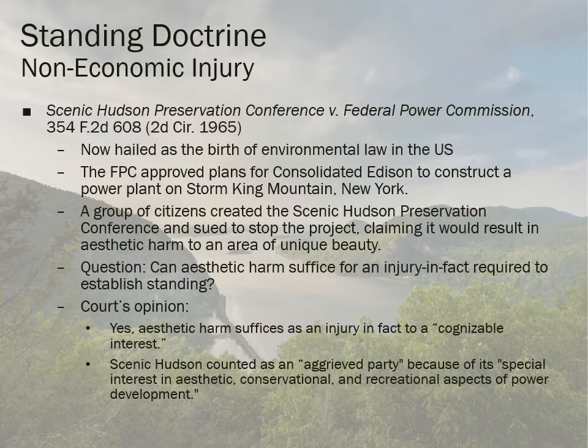Scenic Hudson Preservation Conference was kind of hailed as the birth of environmental law as a separate branch of law in the US, but it's important because of the way that it deals with standing. So this was a 17-year-long dispute. It started back in 1963 when Consolidated Edison basically announced that it was going to build a big power plant on Storm King Mountain. They were also going to buy up 300 acres of an adjoining forest. And in response to the proposal, citizens formed the Scenic Hudson Preservation Conference. They wanted to oppose the project.